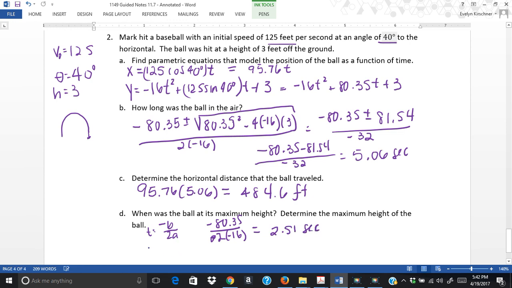And then I want to know what the height is. I have to plug it into my y formula. So it's negative 16 times 2.51 squared plus 80.35 times 2.51 plus 3, and that is approximately 103.9 feet. So that's how you do projectile motion.